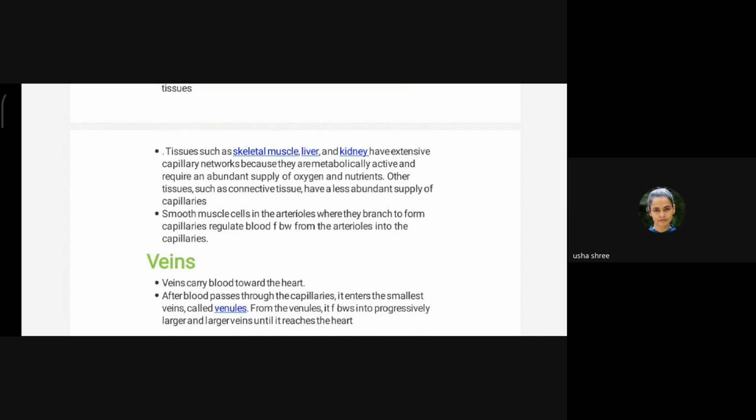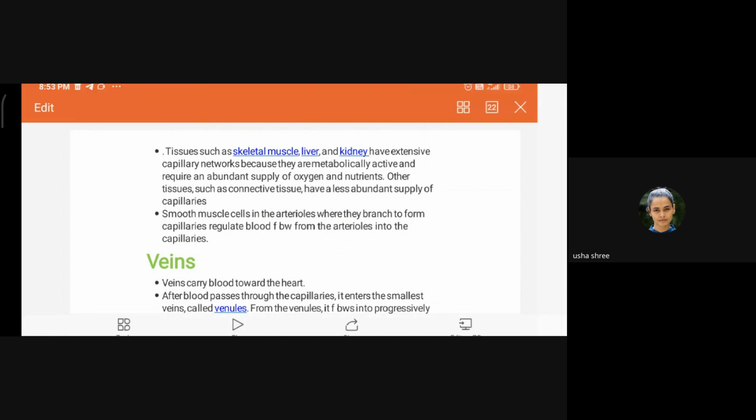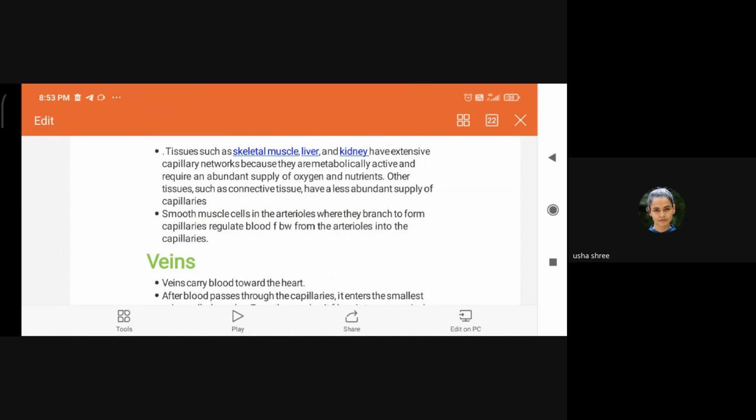Other tissues such as connective tissue have a less abundant supply of capillaries. Okay, like connective tissue. What are the examples of connective tissue? Blood. If you are saying blood here, I am asking for other examples. Yes, tell me other types of connective tissue. Skin. You all have forgotten about the slides.